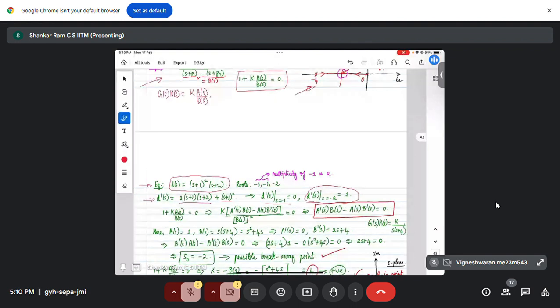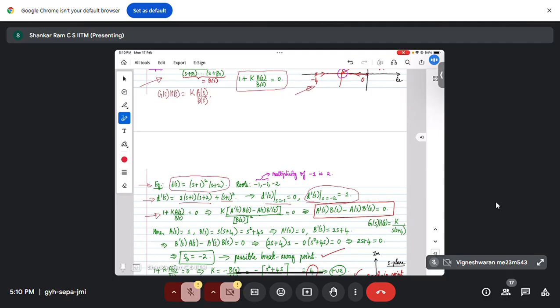So in other words, if a root of a polynomial repeats twice, not only is the polynomial 0 at that value of s, but the first derivative of the polynomial with respect to s is also 0 at that value of s. You and I are going to leverage this concept to our advantage. So how are we going to do this? We are going to apply that to 1 plus K times A of s by B of s.